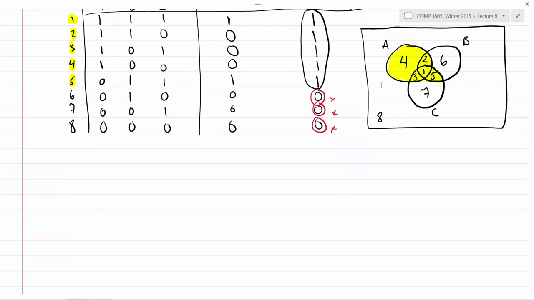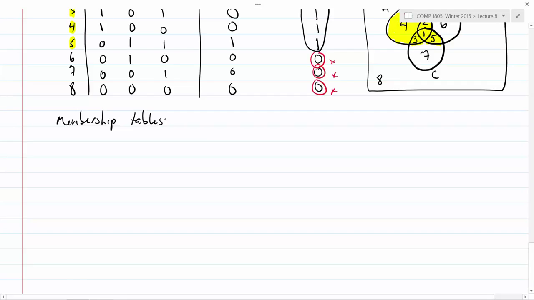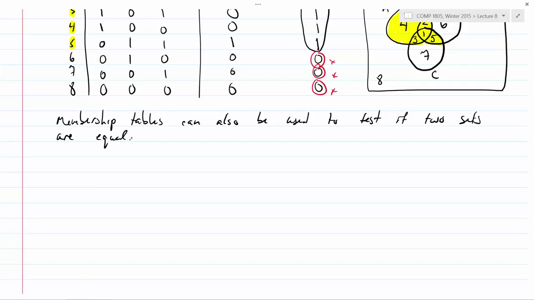Okay, so before I move on to set identities, I'd like to talk a little bit more about membership tables. And that's because membership tables can also be used to test if two sets are equal. So let's say you have three sets A, B, and C, or two sets A and B, or whatever, and you combine them in different ways. How do you check to see whether or not they're describing the same set? Well, just like you would check to see if two propositions are logically equivalent using truth tables, you check to see if two sets are equal using membership tables. And the idea is that they're equal if they have exactly the same elements.